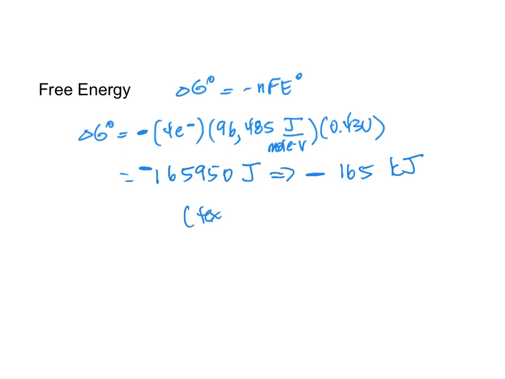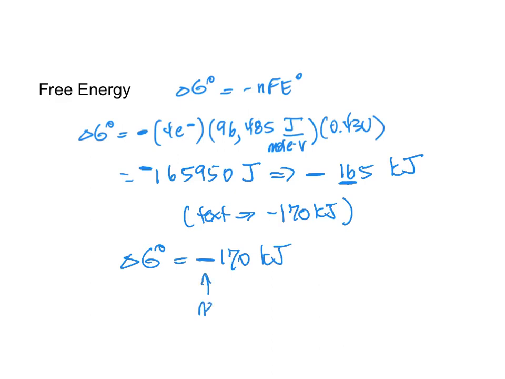Try as I might, I am not able to come up with the value of minus 170 kilojoules in your text. Perhaps they are rounding in a different way and I'm not paying attention, but to be brutally honest, I guess I should pay attention. 0.43 volts has only two significant figures. But again, this section was having you calculate delta G0. We'll use their number, minus 165 kilojoules. And since this is a negative number, it means it is spontaneous in the forward direction.